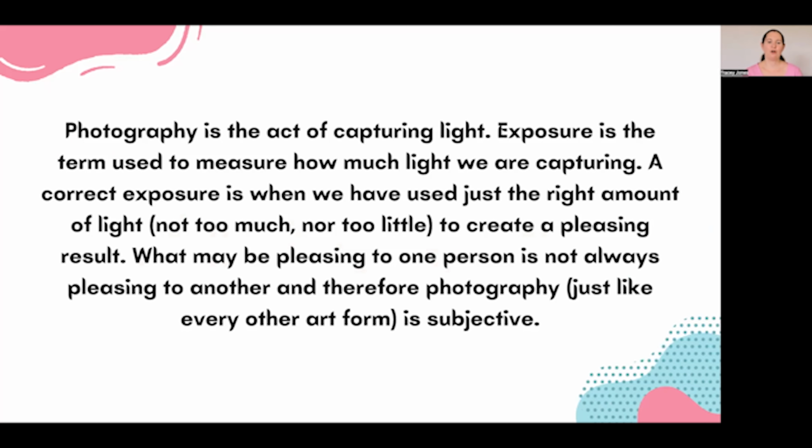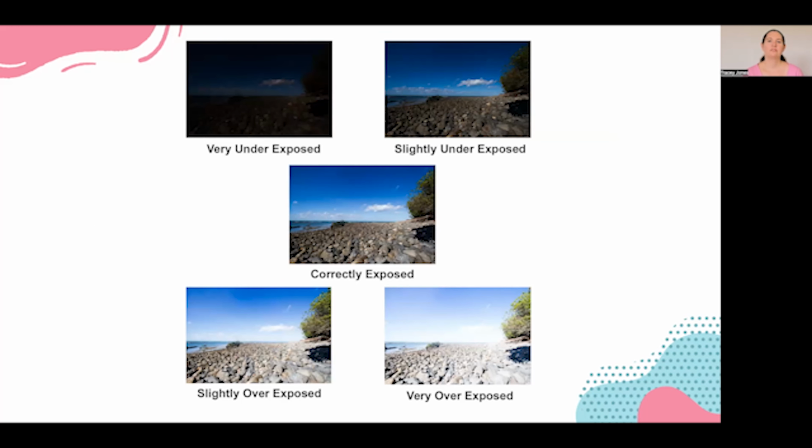So, photography is the act of capturing light. Exposure is the term used to measure light and how much light we are capturing. A correct exposure is when we have used just the right amount of light, not too much nor too little, to create a pleasing result. What may be pleasing to one person is not always pleasing to another, and therefore photography, just like every other art form, is subjective. So here are some examples of exposure and what is a correct exposure.